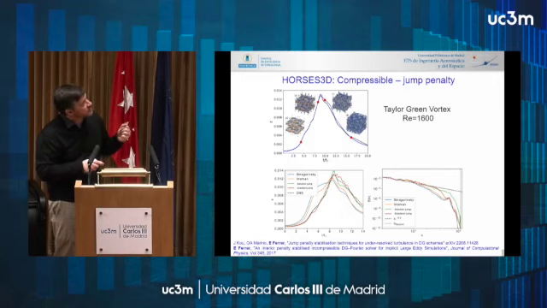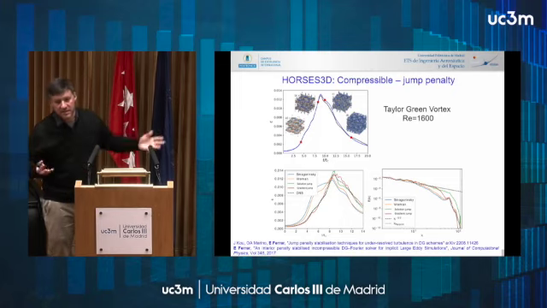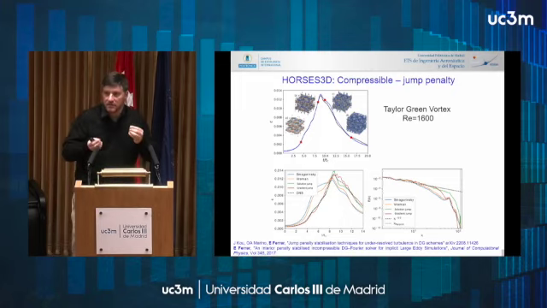So we have a DNS solution here in black, and with this idea of relating the viscosity to the jumps, we get a much better solution than with classic explicit LES models, where things are based on the physics and not on the numerics.